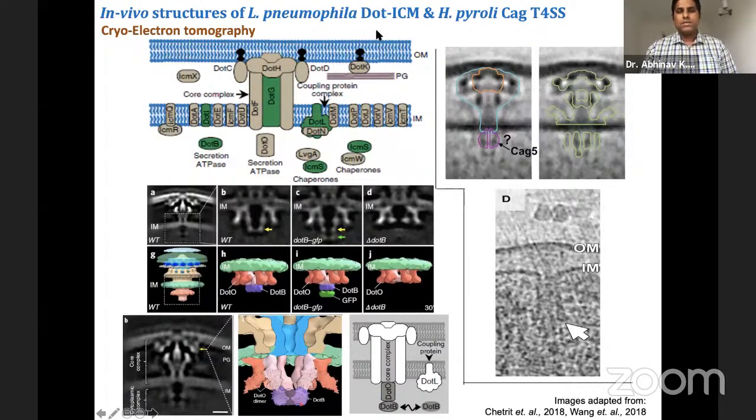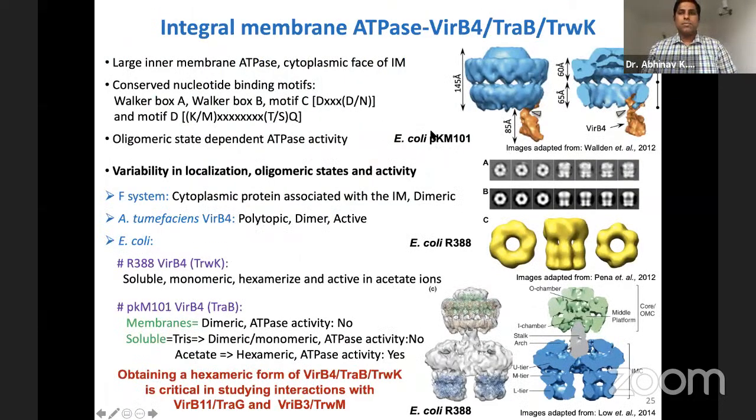So as I said, what I've been working on are the ATPases, mostly two of them, that are associated with pilus biogenesis and also powering the DNA transport in the antibiotic resistance machinery. These are large integrated membrane ATPases. They have been very hard to purify in their active hexameric form, as they have a lot of variability in terms of their oligomeric status.